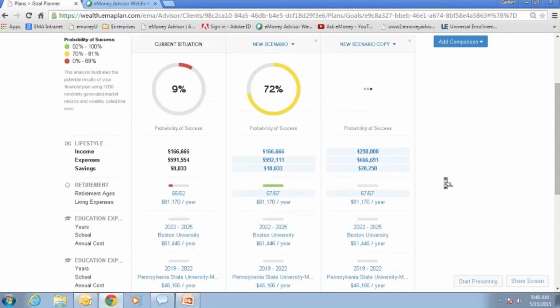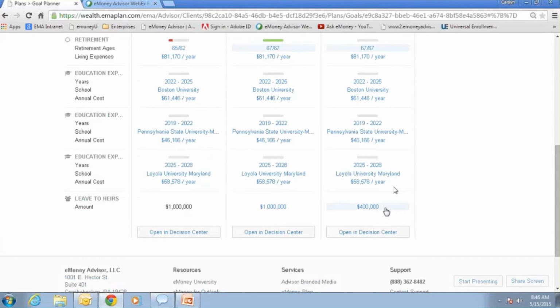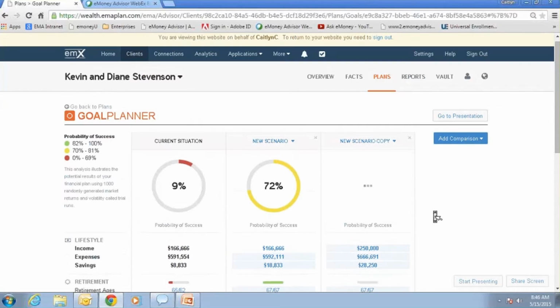So again, it's going to take all of the changes we made in this last one, retire a little bit later, save a little bit more, and now we have that third technique of dropping the legacy down from $1 million to $400,000 from here. Again, Monte Carlo is going to run. It's going to give us that visualization that hopefully in this scenario, we're going to be okay. Let's give it a second.